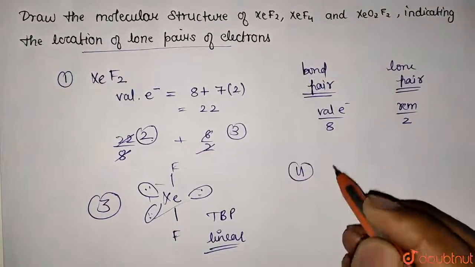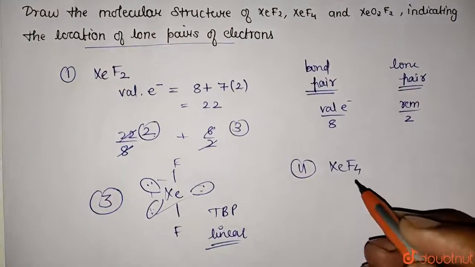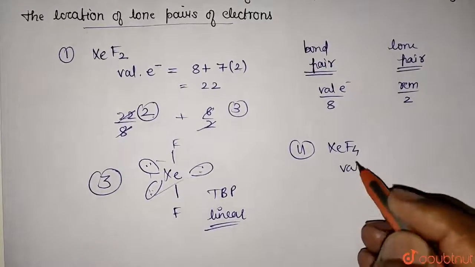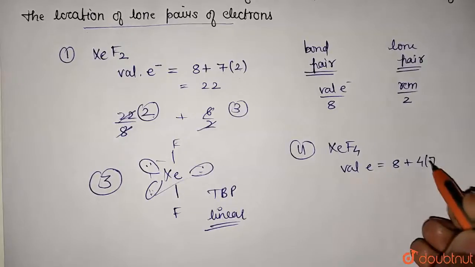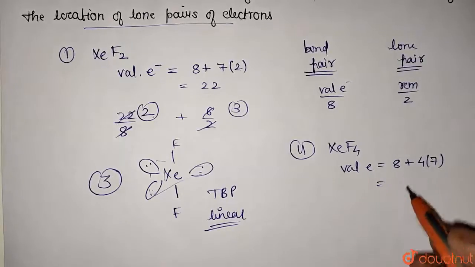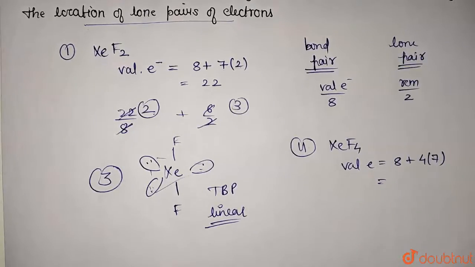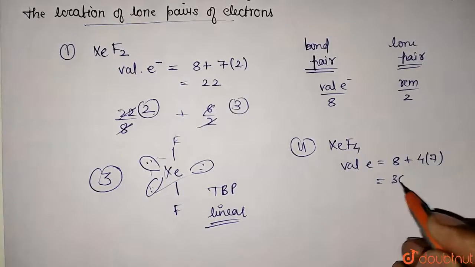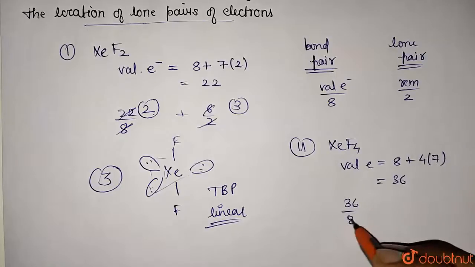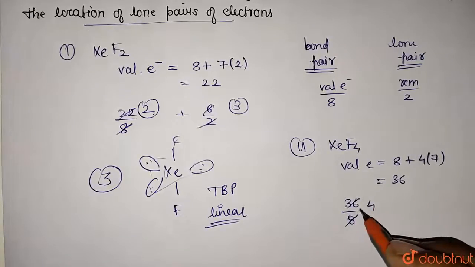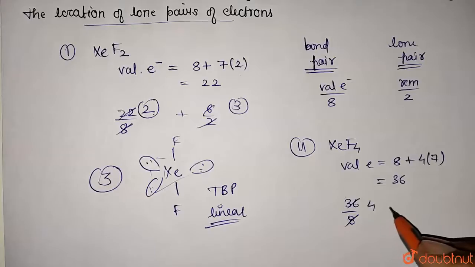Similarly, you are going to describe the second structure also. The second structure we are taking here is XeF4. Apply the same method here also. Calculate the total valence electrons. Xenon is 8, then 4 multiplied by 7 is 28, plus 8, so the total will be 36. So 36 you need to divide by 8 to obtain the bond pairs. 8 fours are 32, and the remainder is 4.